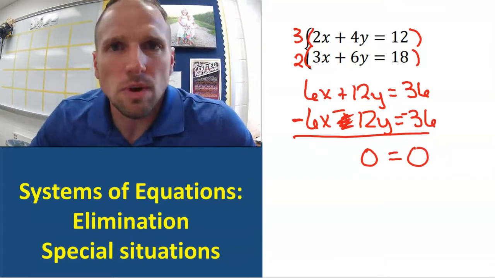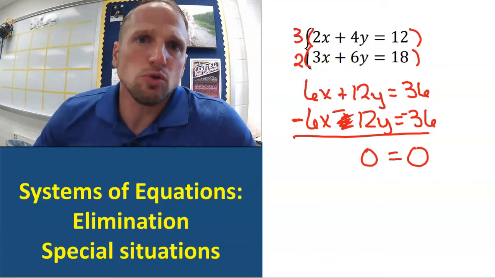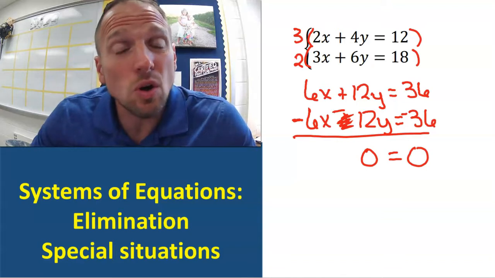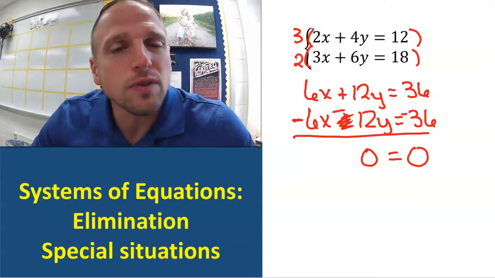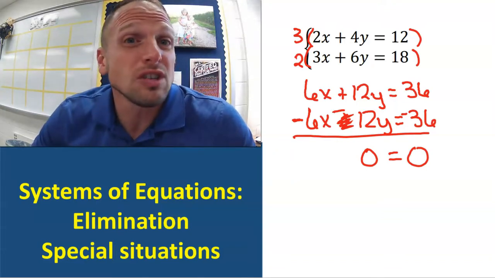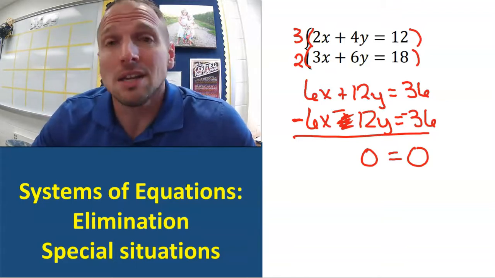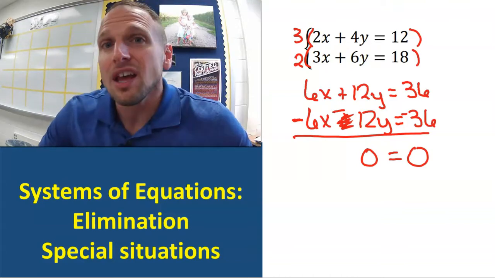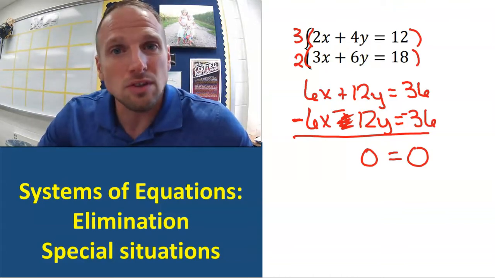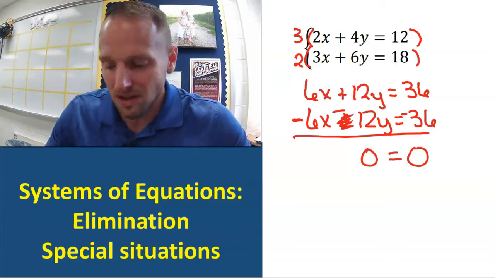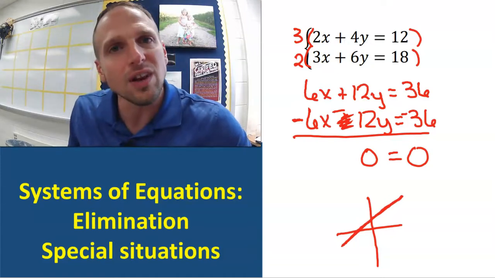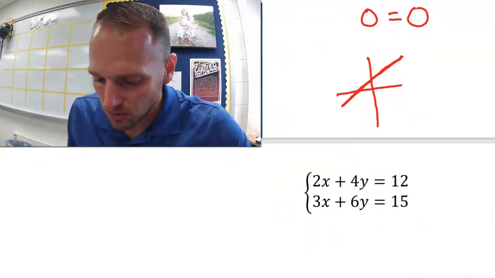Well, let me ask you a question. When is 0 equal to 0? Always, right? 0 is always equal to 0. So now I'm not going to say all real numbers for this, but what I am going to say, if it's always true, I'm just going to say that's infinitely many solutions. There are an infinite number of ways that I could solve this. And if you remember back to the lesson on graphing, if I could sketch a graph real quick, these were two lines that were right on top of each other. Infinitely many solutions. Let's look at the next special situation.